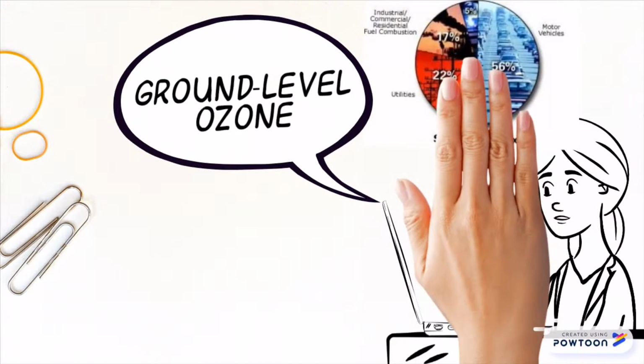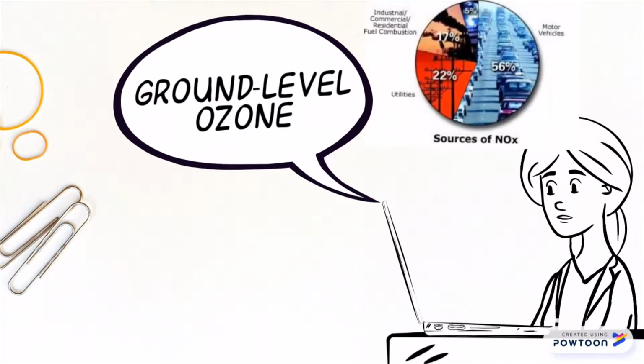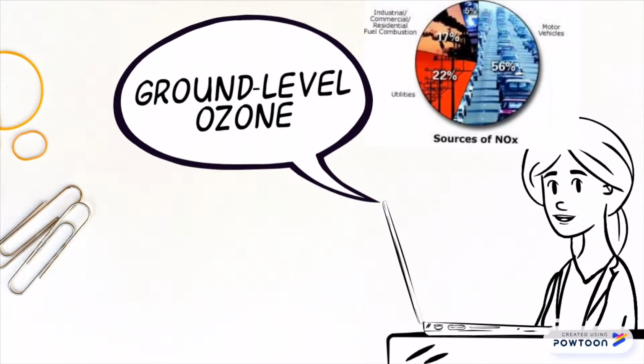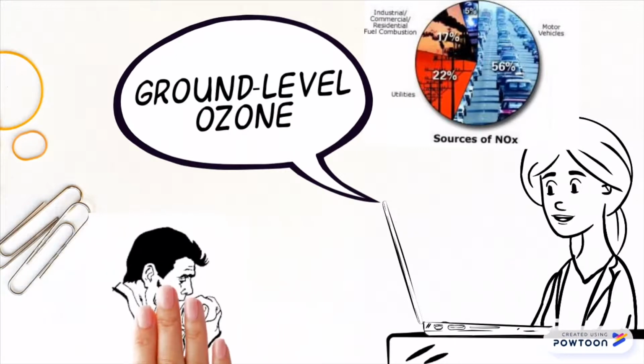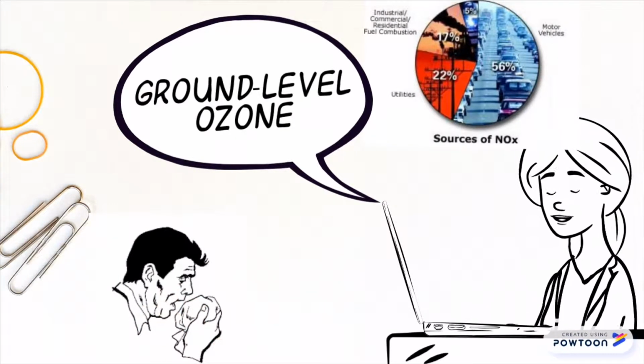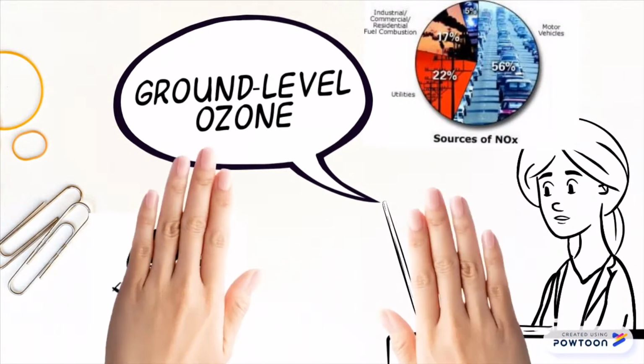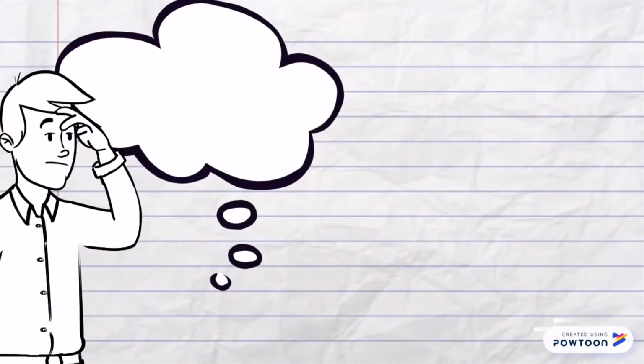Ground-level ozone. It is the secondary pollutant formed by chemical reaction of volatile organic compounds in the presence of sunlight. Ground-level ozone decreases lung function and causes respiratory symptoms such as coughing and shortness of breath, and also makes asthma and other lung diseases get worse.